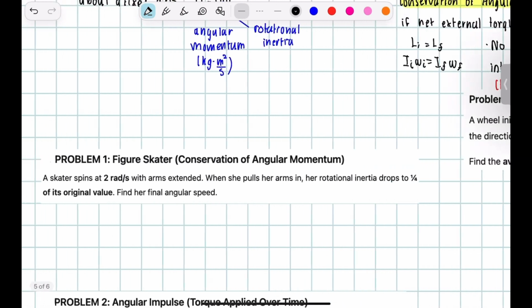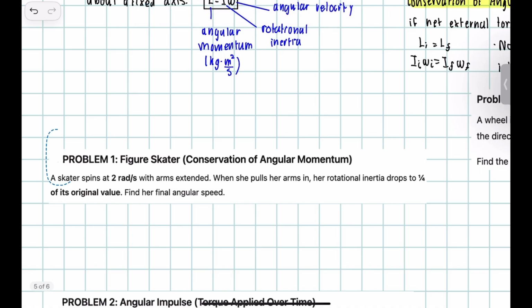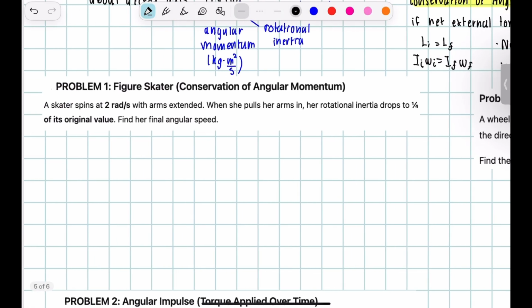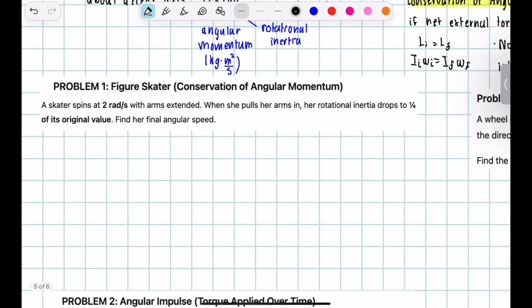Now let's practice some problems in order to exemplify these ideas. So we have problem 1 about a figure skater. A skater spins at 2 radians per second with arms extended. When she pulls her arms in, her rotational inertia drops to 1/4 of its original value. Find her angular speed. So from this, we know to use the conservation of angular momentum.